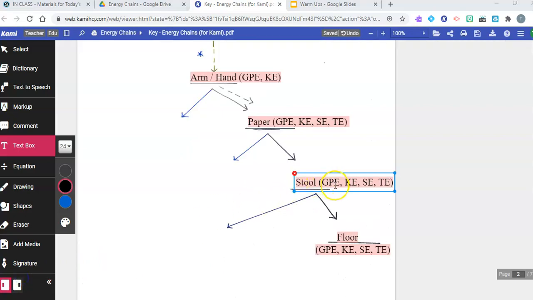So here are the four types of energy the stool is expressing. So what about the floor? The floor is also expressing the same four types of energy. I put the types of energy underneath just because I did not have enough room on the side. So GPE, the floor is not moving at first, right?